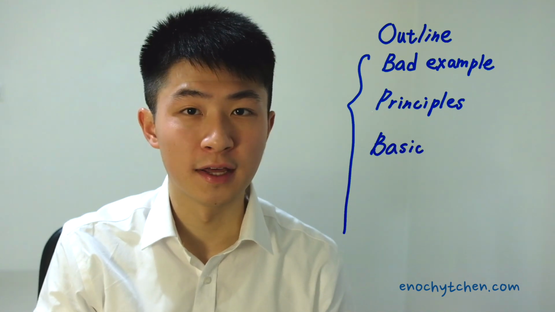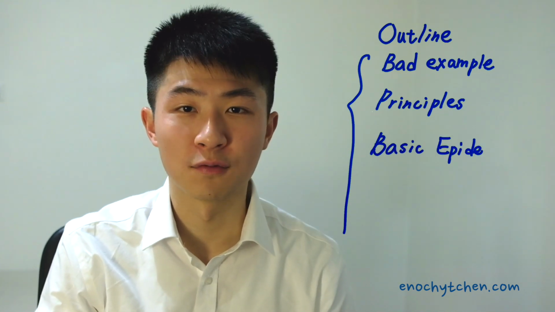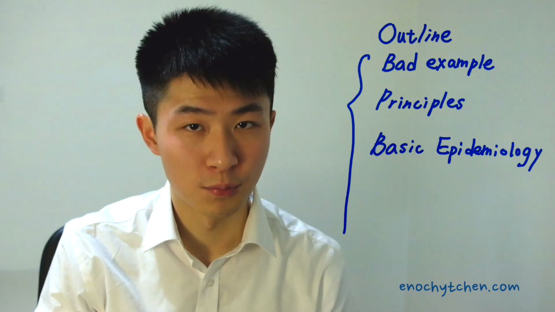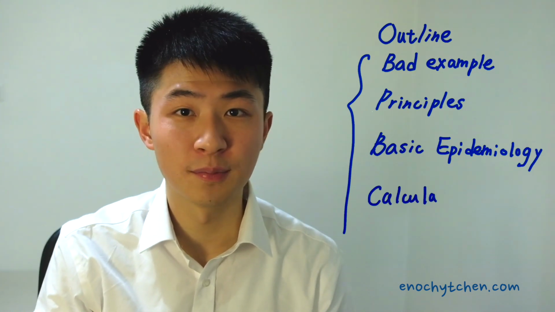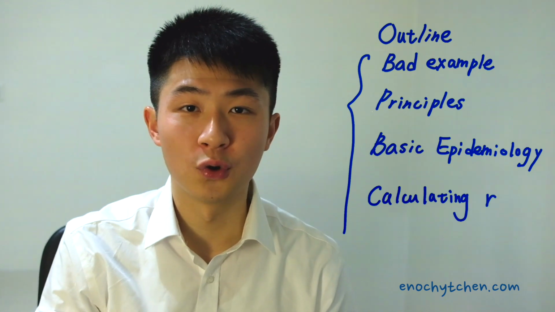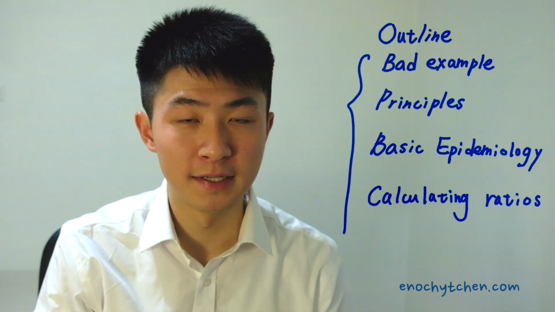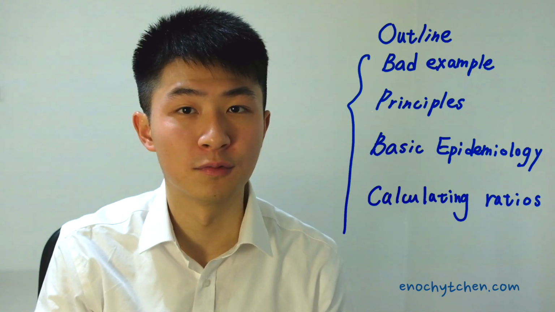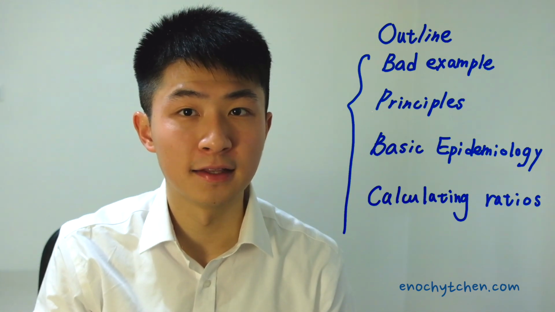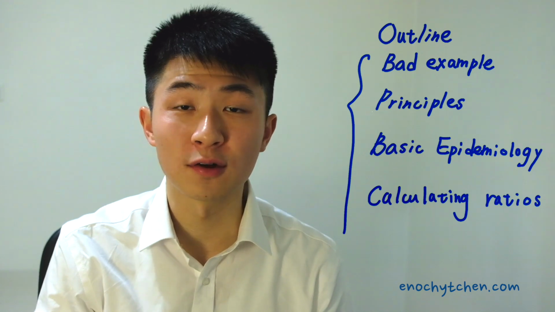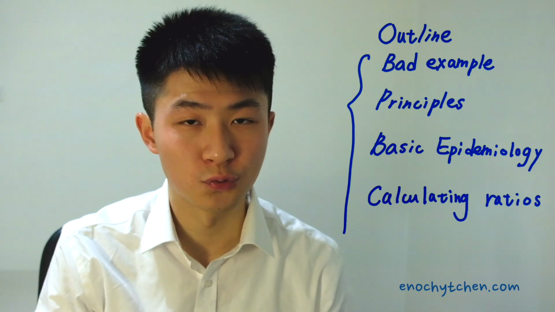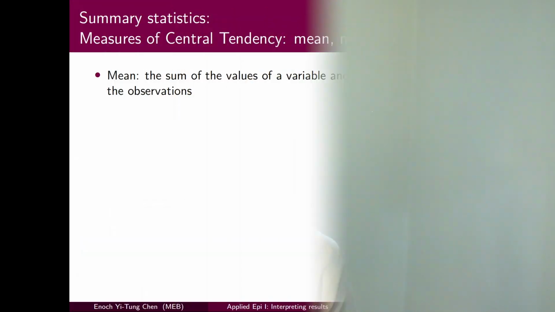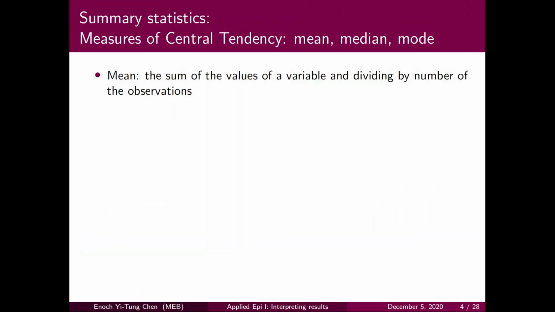If you're a student in epidemiology, you probably have already heard or even learned about rate, proportion, risk ratio before. I will give you a short review on these basic epidemiology terms and help you recapture the concept and interpretation of them. Then the last part, we will dig into how to calculate risk ratio, odds ratio, and incidence rate ratio using Stata. Here comes summary statistics.